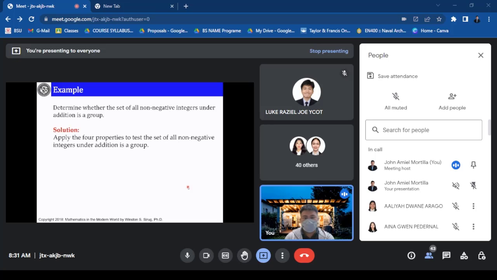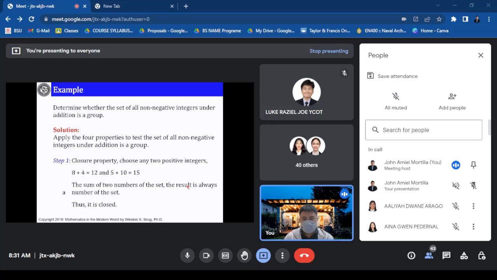So example, determine whether the set of all non-negative integers under addition is a group. So the solution is to apply the four properties test to the set of all non-negative integers under addition. Okay, so step 1, we have the closure property. So choose any two positive integers. Okay, so 8 plus 4 is equals to 12 and 5 plus 10 is equals to 15. So the sum of two numbers of the set, the result is always a number of the set. Thus, it is closed.